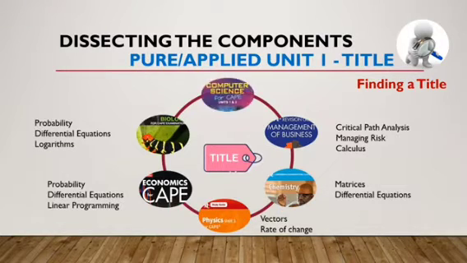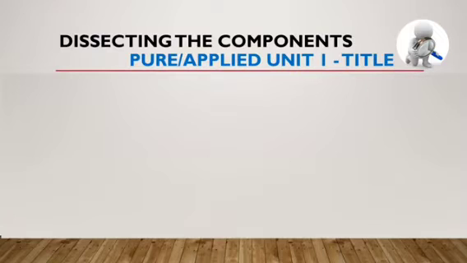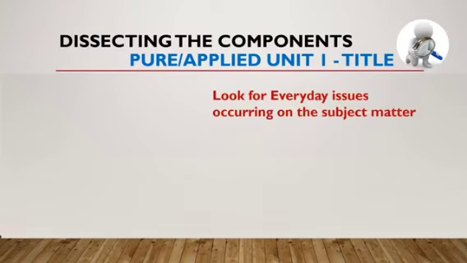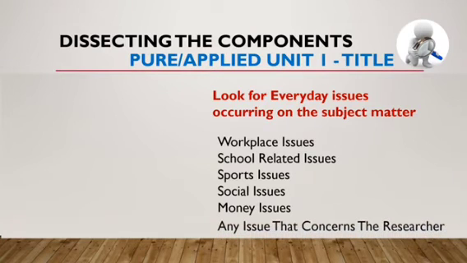If a student is doing computer science, then his SBA title may come from the following objectives: logics and Boolean algebra, switch circuits and logic gates. And finally, he may choose to look at complex numbers to derive his title. After looking at the objectives, you can look at these real-world events that can create the issues to form your SBA. Looking at everyday issues, we can zero in on the following: issues at the workplace, issues related to school events or school situations, sporting issues, social issues, money issues, or any other issues that concern the researcher.